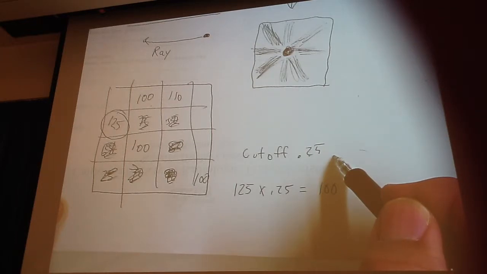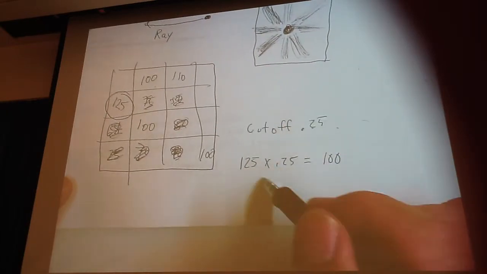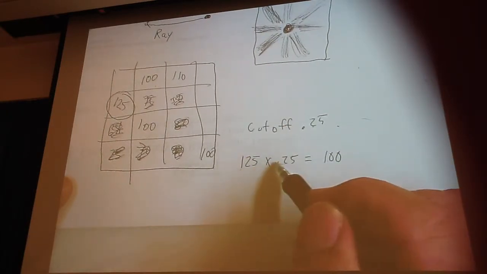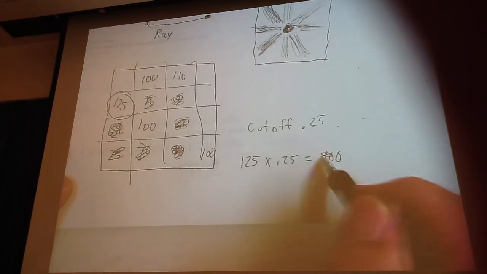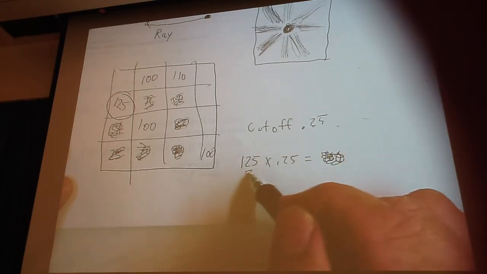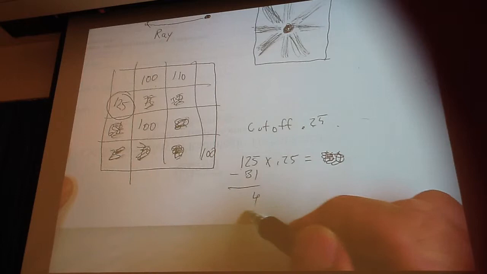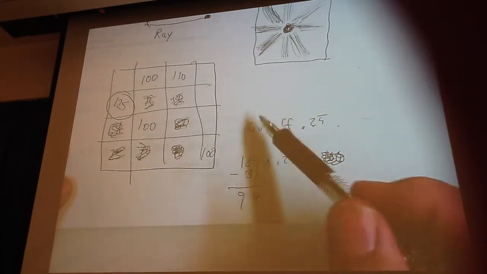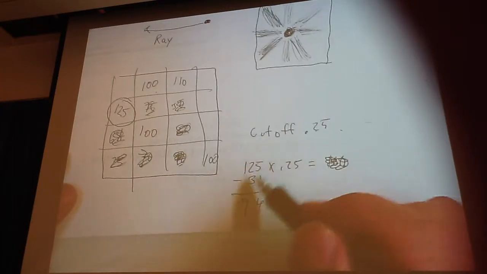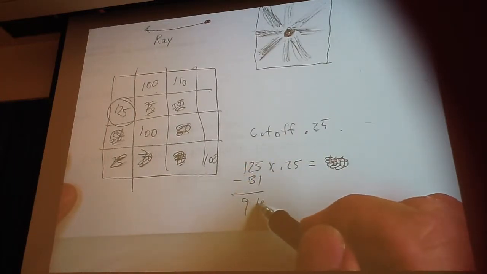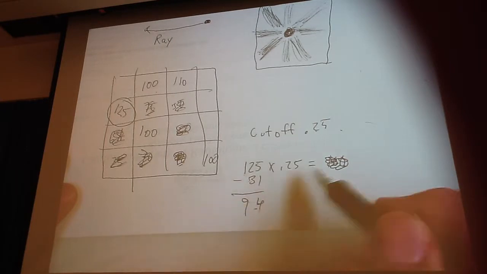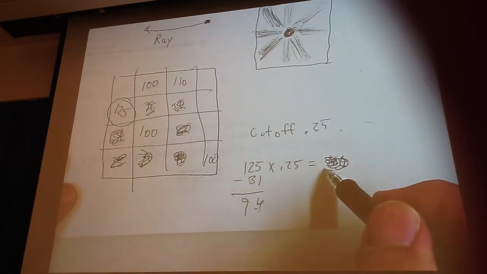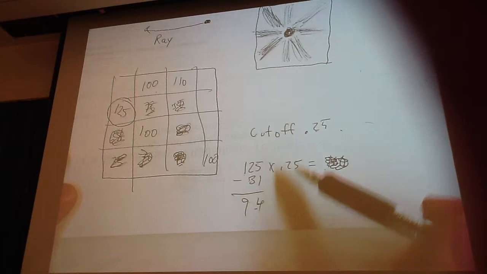125 times 0.25 is 31.25. Oh, 31? So 125 minus 31, so 94. Yeah, I've just kind of rounded it off there. So this would be the actual number here. Anything 94 or less would be removed. I was just guessing it would be somewhere around 25 or something like that.